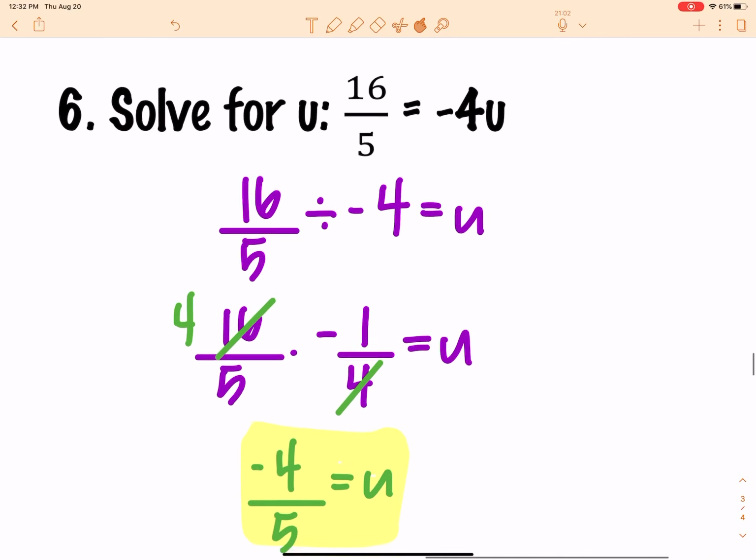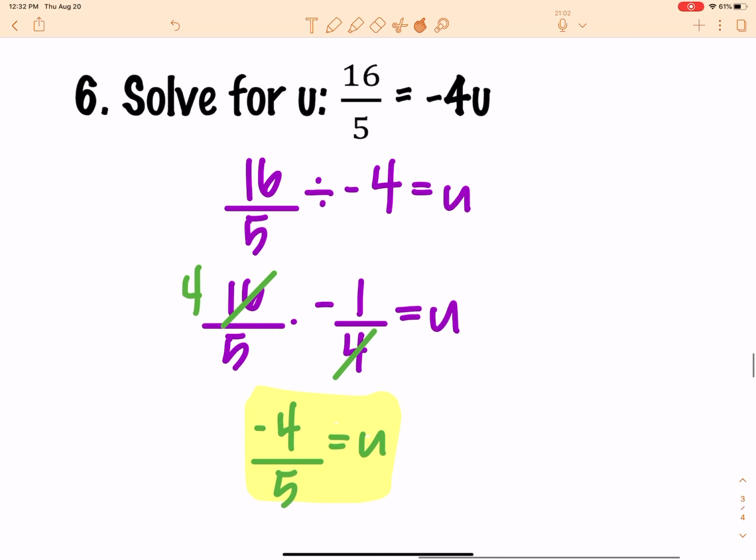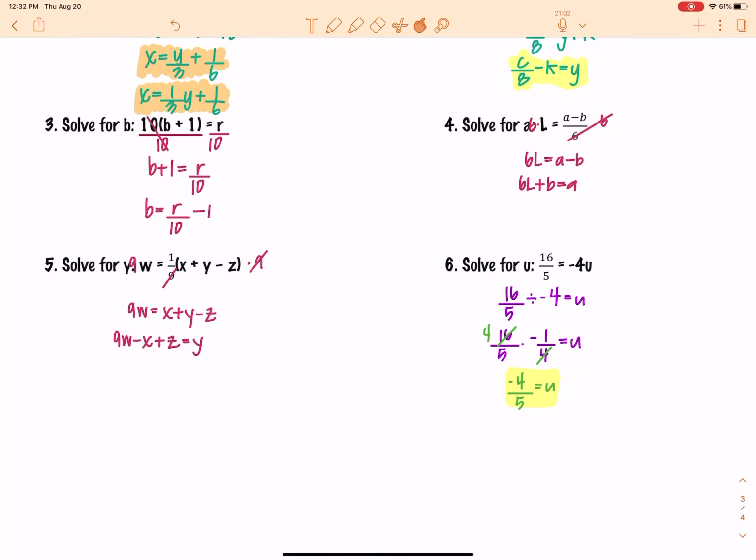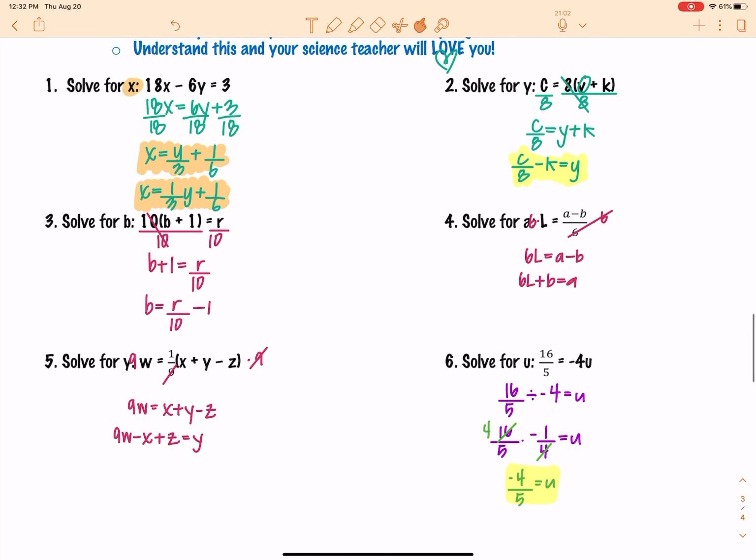All right, for number 6, you should get -4/5 equals u if I wanted to solve for u. So a little quick lesson in algebra. Remember, if we're dividing by a number, it's the same thing as multiplying by the reciprocal. So a little bit of algebra quiz there. All right, and that is the end of section 1.3, the first half.